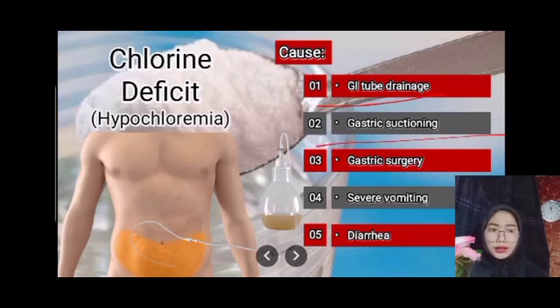Next is gastric suctioning, which is a procedure to empty the contents of our stomach. Next is gastric surgery, which helps you lose weight by changing how your stomach and small intestine handle the food we eat. And then next is severe vomiting and diarrhea.